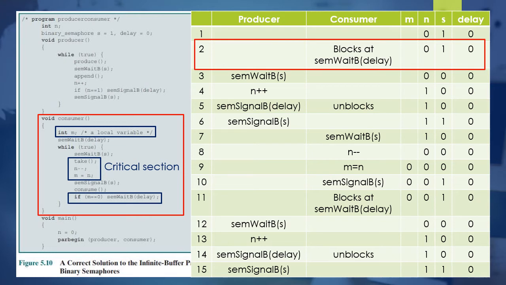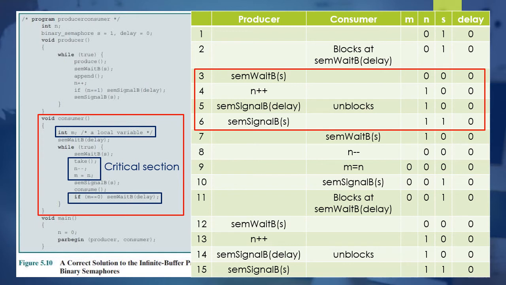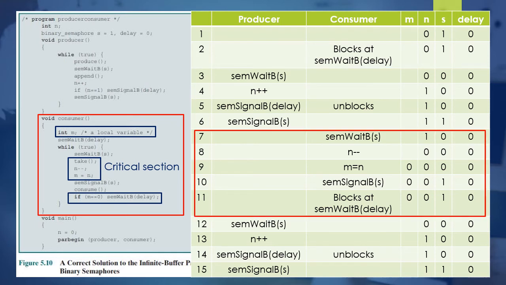A consumer arrives in the system but blocks in the queue of delay because no production has happened yet. A producer comes in, acquires mutual exclusion, appends an item to the buffer, and increments n. Since n equals 1, the producer issues a sem signal B on delay to unblock any waiting consumer. The consumer unblocks, acquires mutual exclusion, takes the produced data item from the buffer, and decrements n. N equals 0. Consumer sets m equals n.